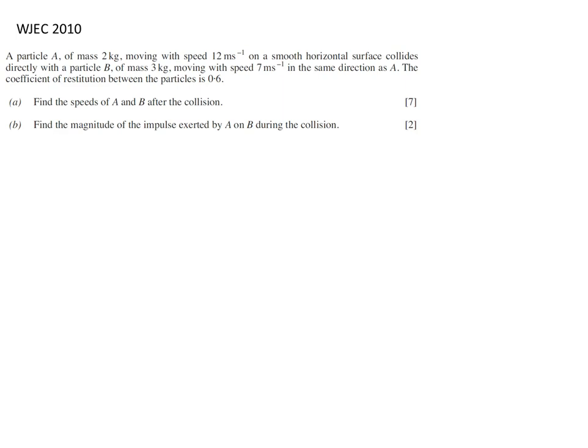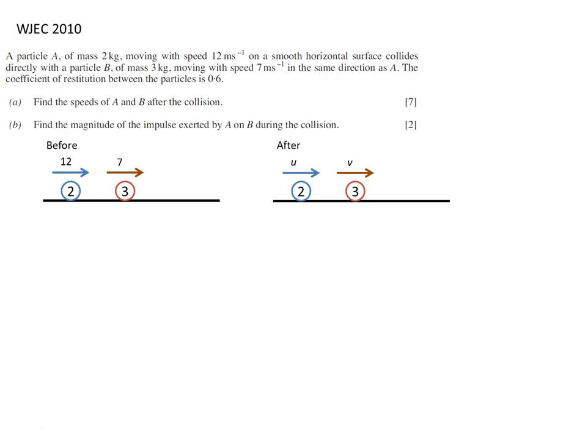So we're going to start by drawing our before and after diagrams for the collision. Before the collision, we have A moving at 12 meters per second, and we have B moving at 7 meters per second. And after the collision, in the diagram, we have shown B moving at V meters per second to the right, and A moving at U meters per second to the right.